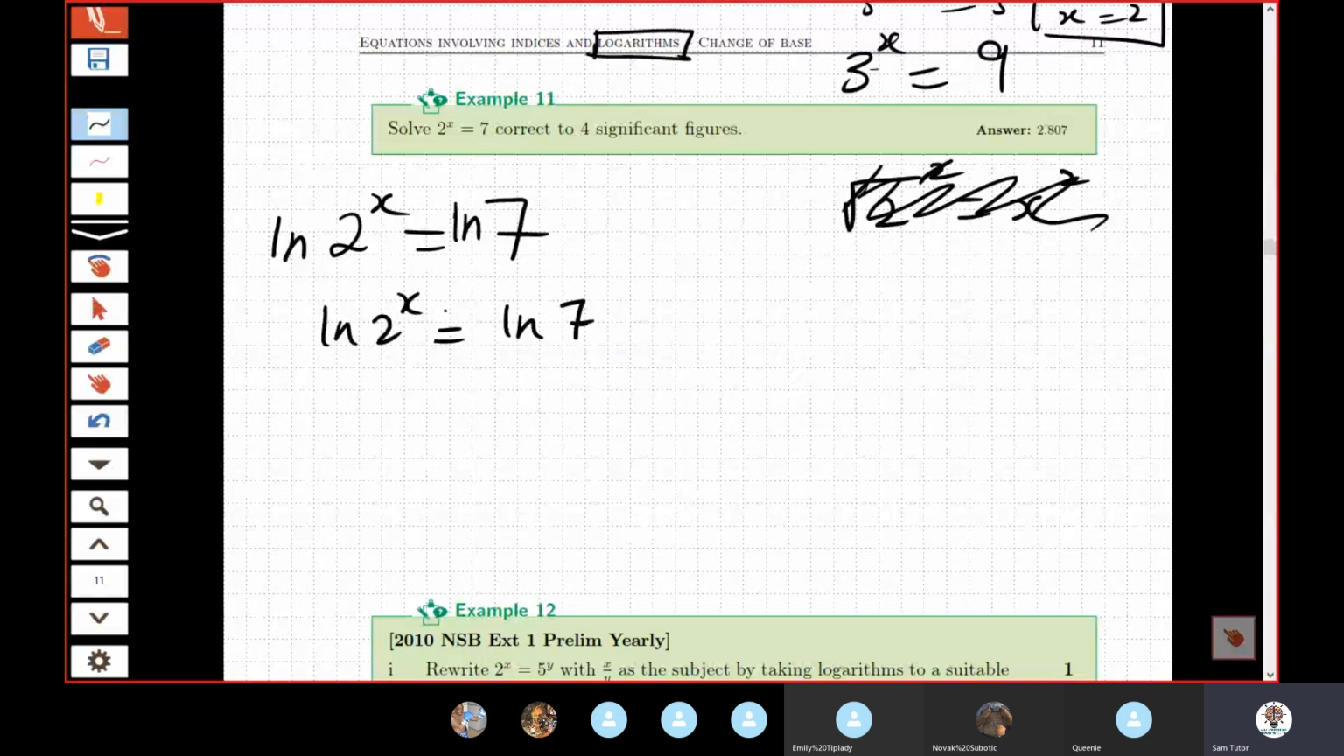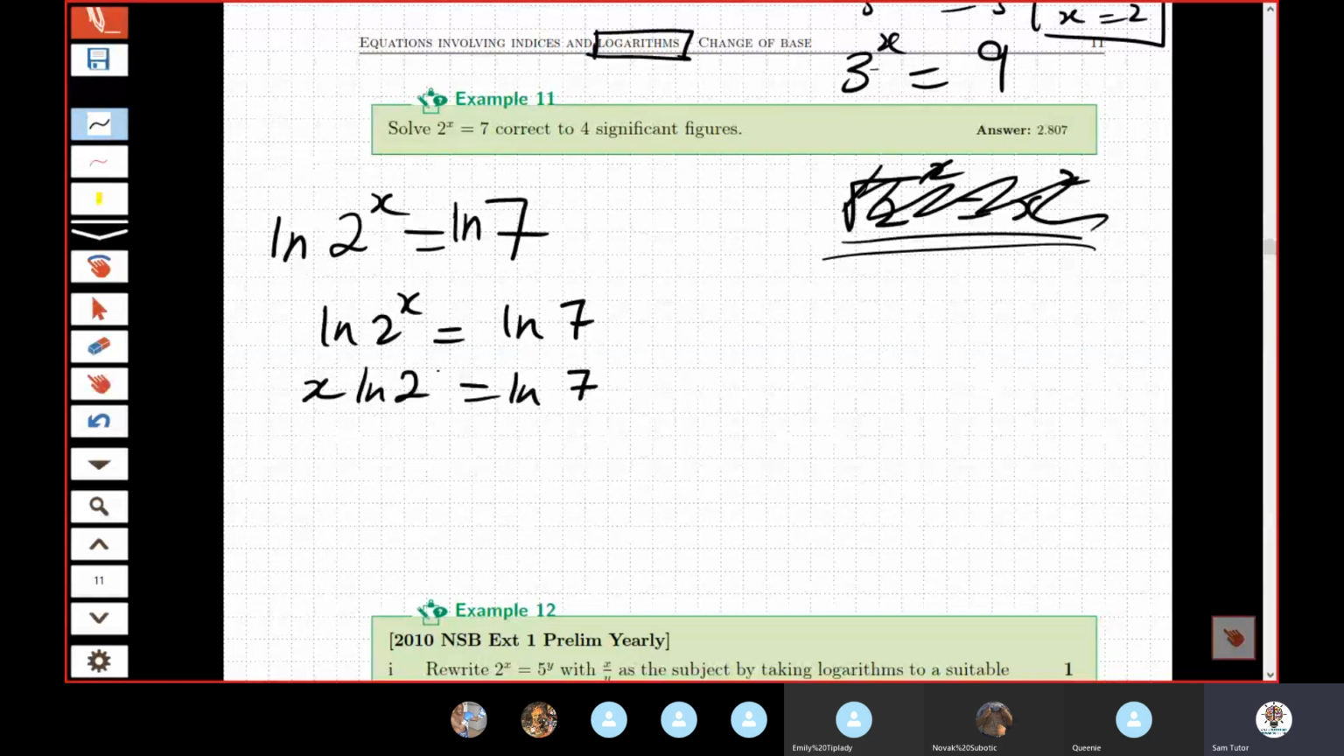Now, I really hate the x being up there because we're used to solving for things where x is on one side, and that's it. So this is really annoying. What can I do with the x? Can you bring it down? You bring it down, right? That's the whole point of what we're trying to learn here. So you're going to bring the x down. x log 2 equals log 7.